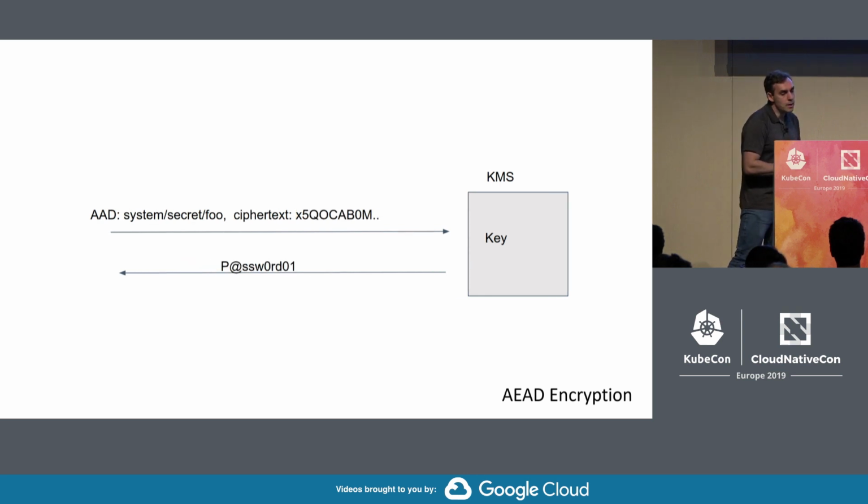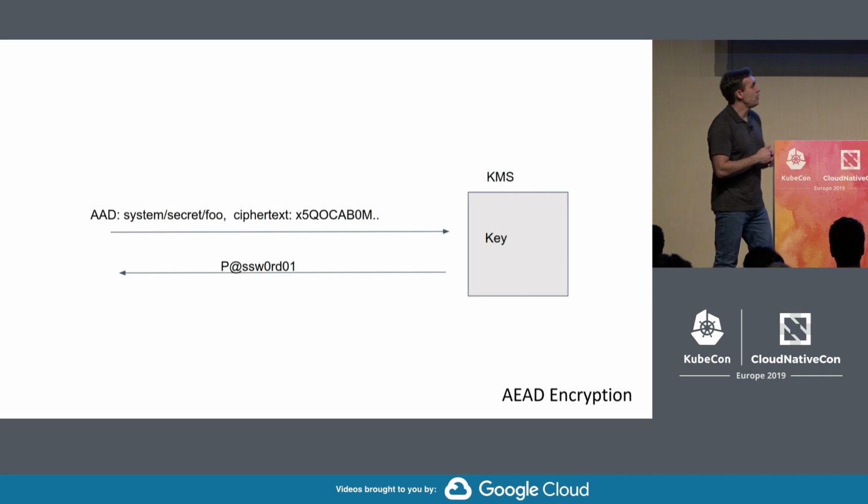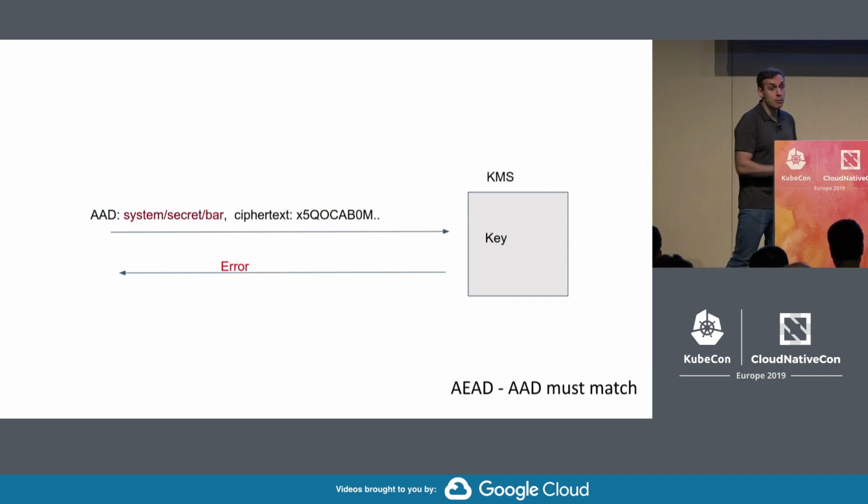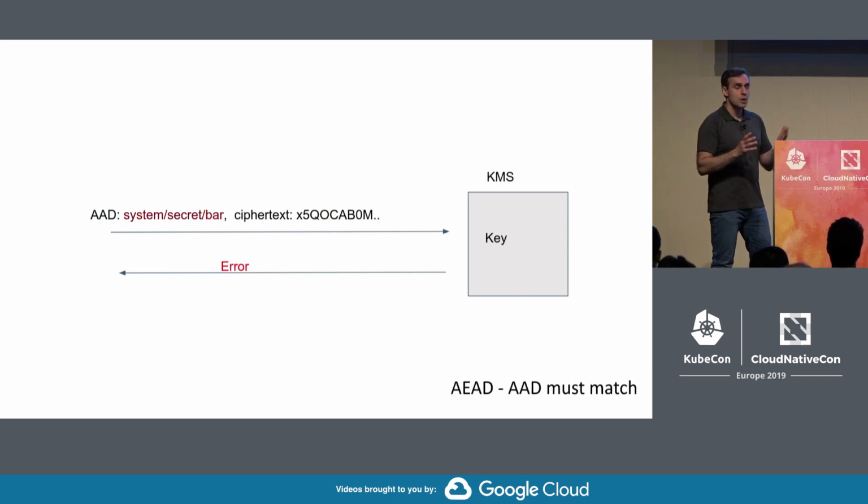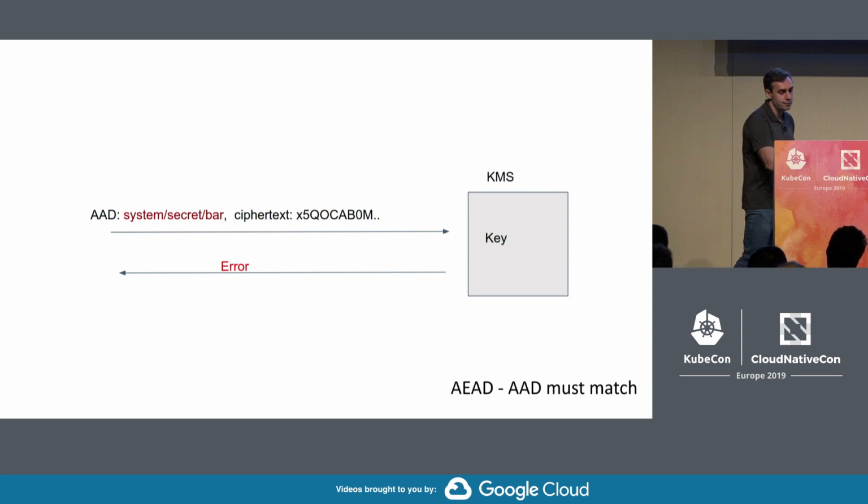So the important part about authenticated encryption is that when you perform decryption, you must supply the same AAD, additional authenticated data, that you use during the encryption operation. Otherwise, KMS will refuse to perform this operation. So in other words, we must ensure that the AAD supplied is the same on encrypt and on decrypt. And that is the key part that we'll use in our scenario.